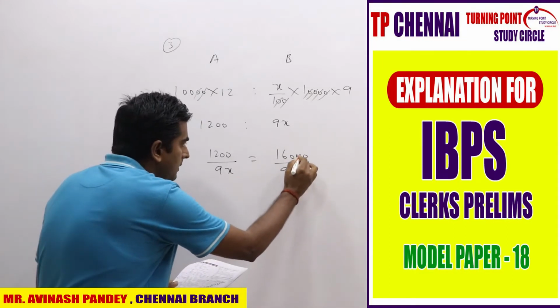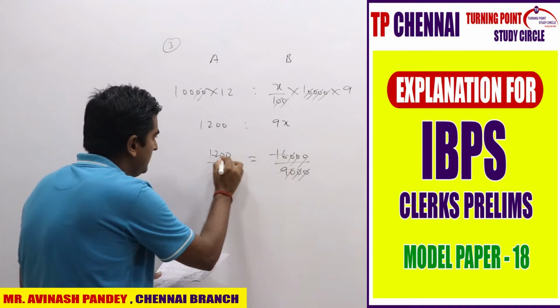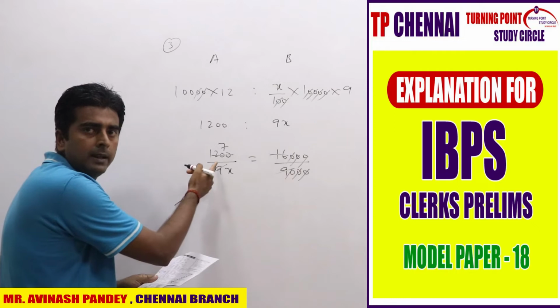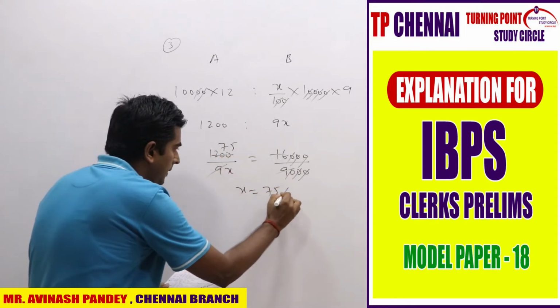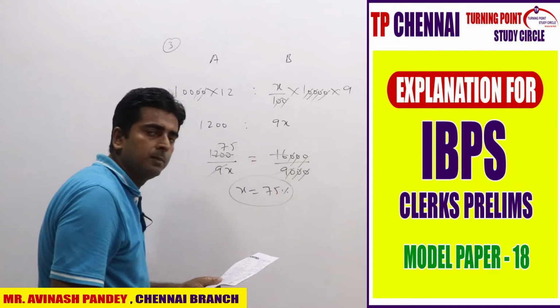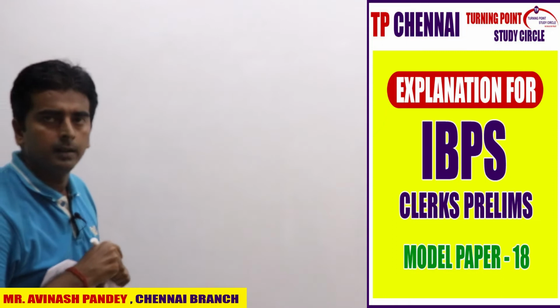So 00 cancels, right? You can cancel 9 also, right? So 16 7s are 112, remainder is 8, 80, 5 16s are 80. So X is equal to how much? 75%. So my answer is nothing but the second option, right? So we'll see the next question.